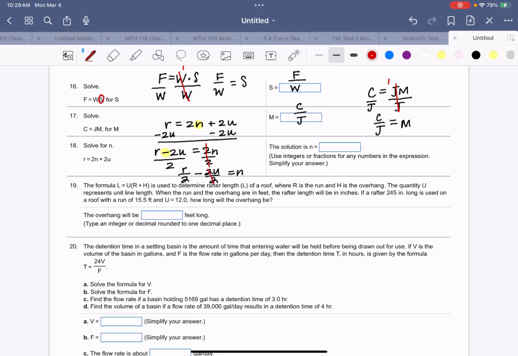So there are two possible answers, both are equivalent. R minus 2U, all of that over 2, or R over 2 minus U. And either one of those is an acceptable answer.